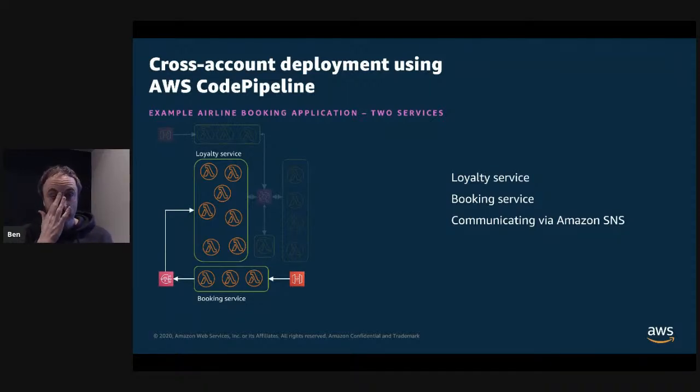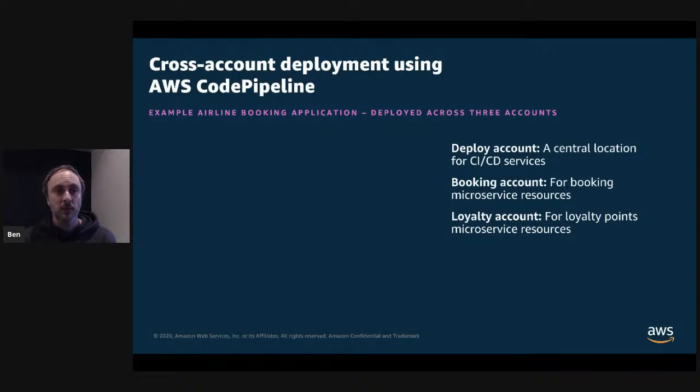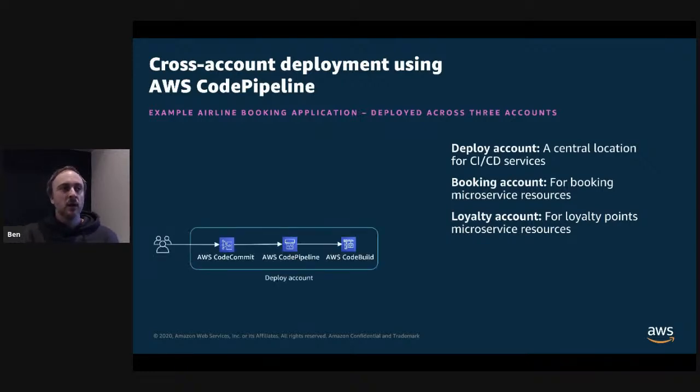So let's say these two services exist in different AWS accounts and they're owned by different development teams. So how do you deploy this? You would use a separate deploy account as your central location. So this has your CI/CD services like CodeCommit, CodePipeline, CodeBuild, whatever that might be.